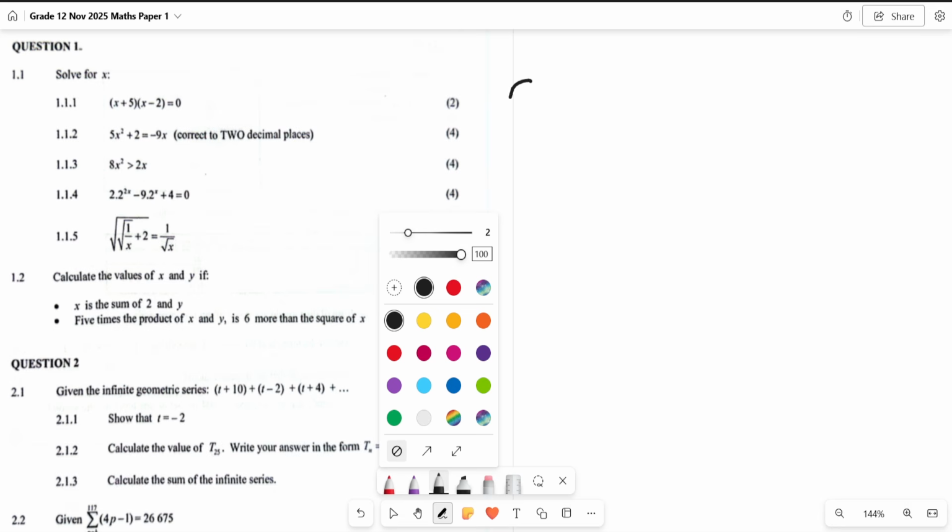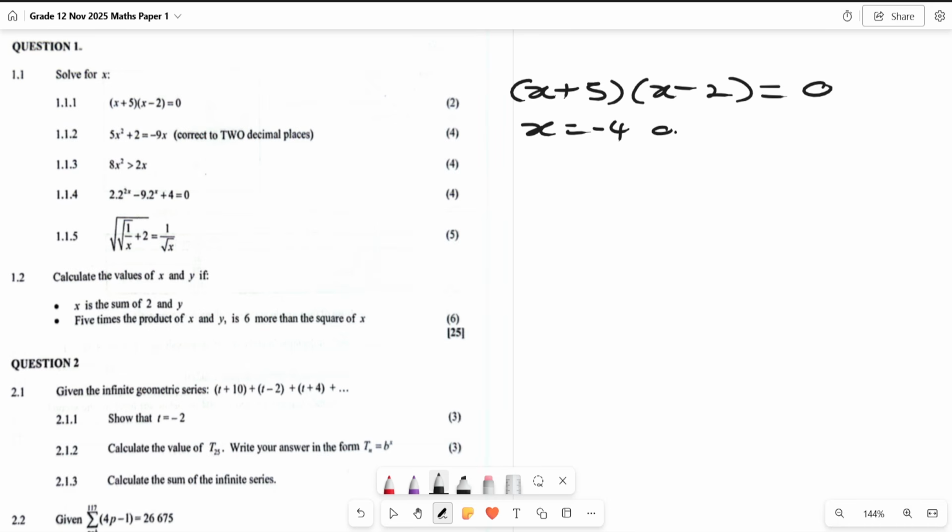As you can see, we have x plus 5 and then x minus 2 is equal to 0. What we were supposed to do there, we don't have to remove the bracket by using the FOIL method. Straightforward, x is equal to minus 5. Oh, minus 5. Why do I have minus 4? Okay, x is equal to minus 5 or x is equal to 2.